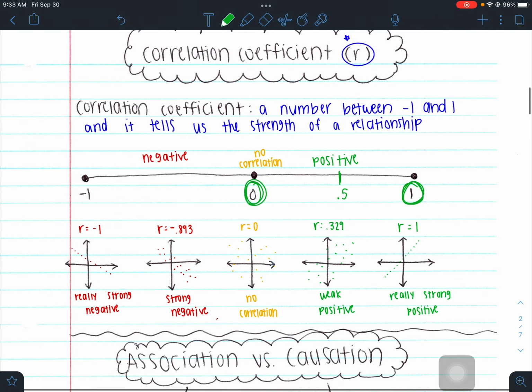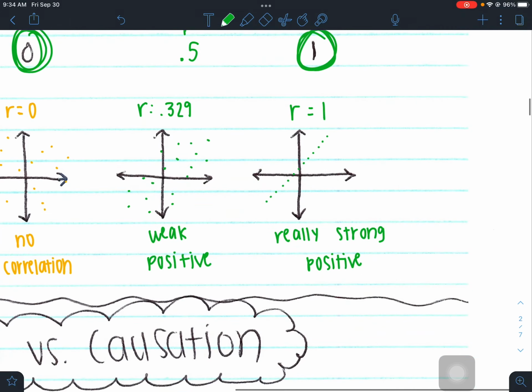All right, so that's just a little intro to your correlation coefficient. And again, your calculator does the calculation for you. You just need to be able to interpret what it might mean. So if the calculator says your correlation coefficient is 0.67, you're like, okay, 0.67 is above 0.5, so I'm going to say that's a stronger positive.